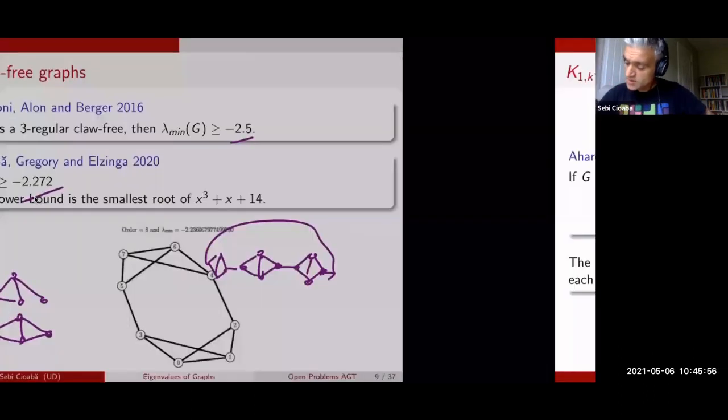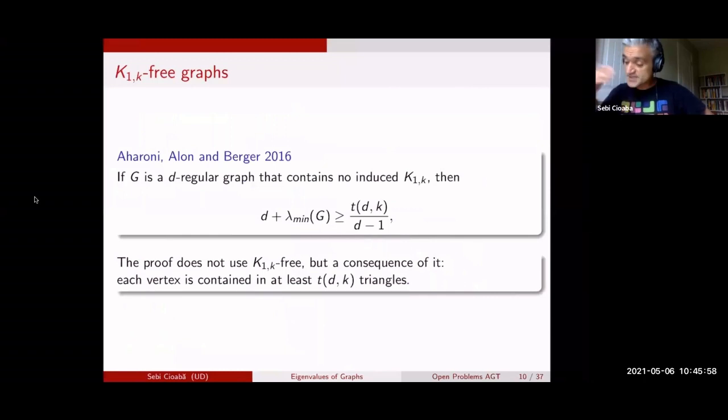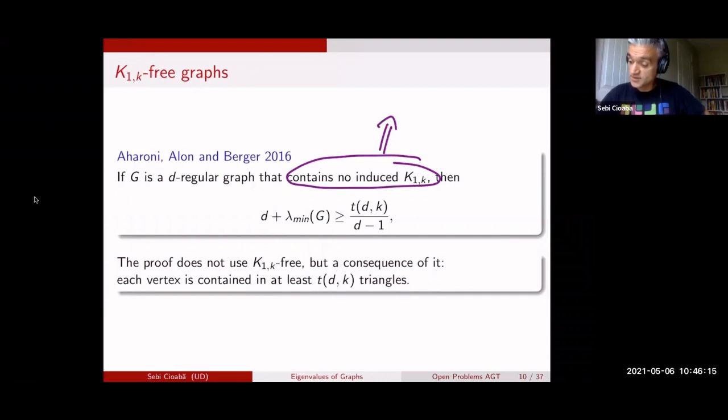Okay, so come back to the proof. This is what they do. Actually, their proof doesn't use this hypothesis, like containing no induced K_{1,k}. It's a strong hypothesis. It implies that the number of edges in each neighborhood of x is greater or equal than that, but it's not equivalent to it. It's not the same thing.